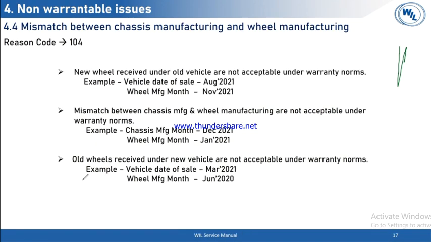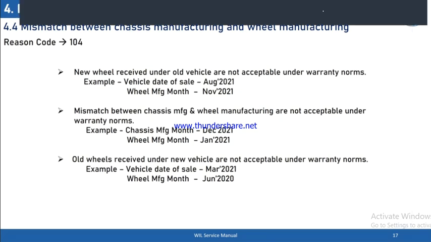Yes. Now, the mismatch between manufacturing of the wheel rim and manufacturing of the vehicle. Suppose the vehicle date of sale is August 21 and the wheel manufacturing is November 21. Definitely no vehicle will be sold with a wheel rim fitted that is manufactured 6 or 7 months later. So this is not acceptable under warranty.